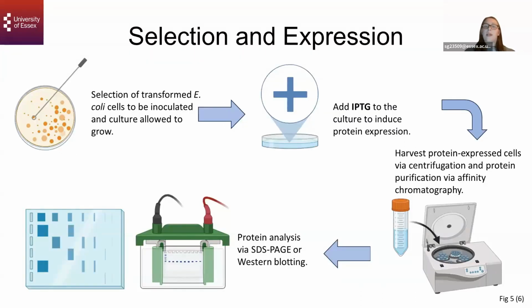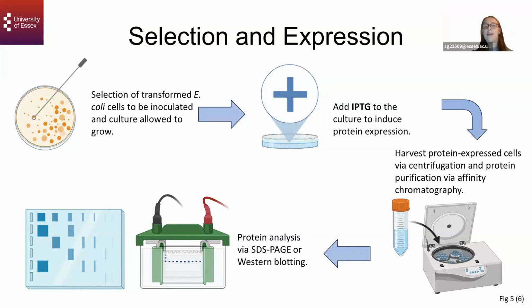Transformed E. coli cells will then be inoculated, and the culture will be allowed to grow in LB medium supplemented with kanamycin. Protein expression can be observed by adding IPTG to the culture and incubating to induce protein expression. These protein-expressed cells can then be harvested through methods such as centrifugation for protein analysis. Purification of the protein using affinity chromatography can be completed based on the His tag at the C-terminal. Post-purification protein analysis methods such as SDS-PAGE or Western blotting can be used to perform analysis.